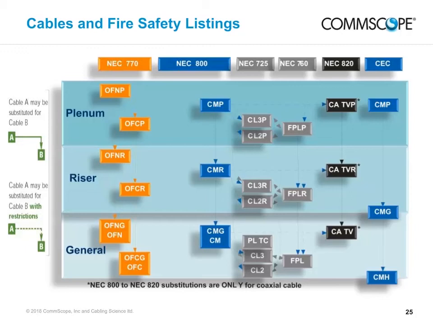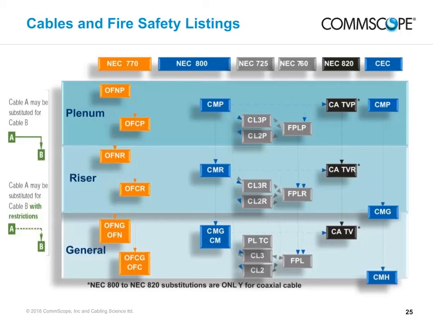NEC Article 770 covers fiber optic cables. Article 800 covers communication cables. Article 725 covers signal, remote control, and closed-circuit video cables. Article 760 covers cables used in fire protection signaling, and Article 820 covers cables for television.